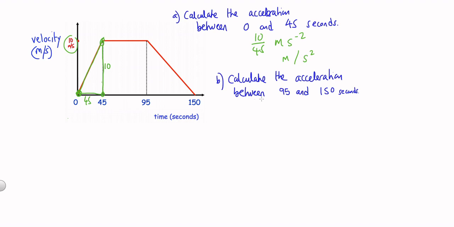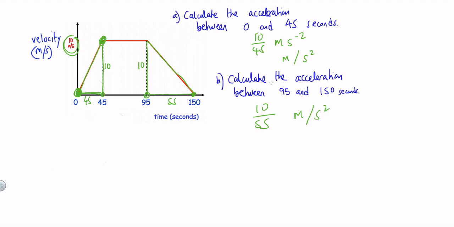If I just do the next part, calculate the acceleration between 95 and 150 seconds. It's talking about this portion here. I need to work out the gradient of this bit there. So I need to know the height. Well, the height I already know, it's 10. It's the same as this. And the base of that triangle, well, the difference between 150 and 95 is 55. So it's rise over run, 10 divided by 55.